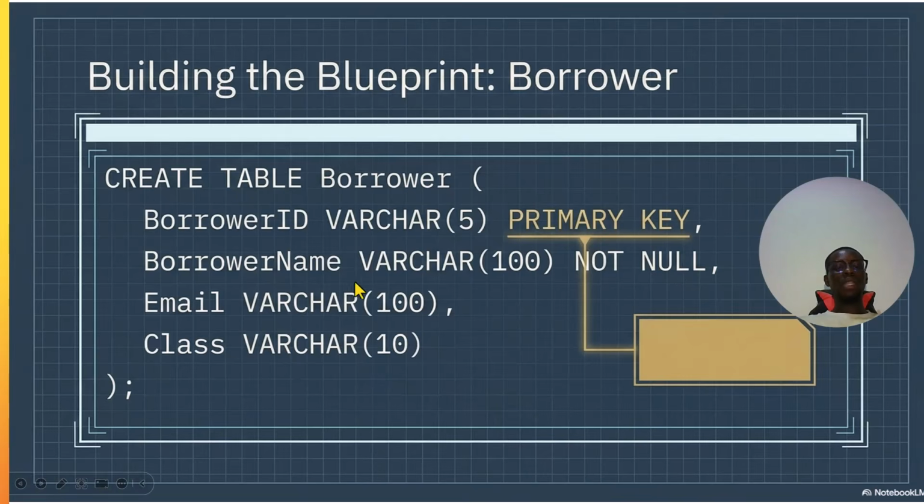You get. Then we have email. We are saying the email should be a variable character. It shouldn't exceed 100 variable characters. And then we have class. It shouldn't also exceed 10. Then you close and terminate. If you don't terminate, you're not going to get the expected result that you want.